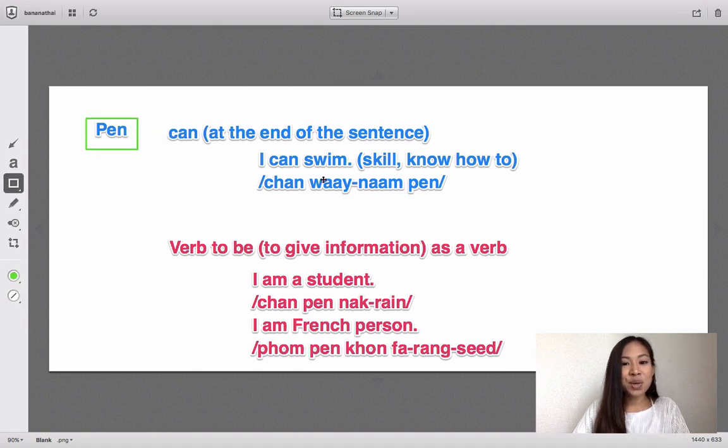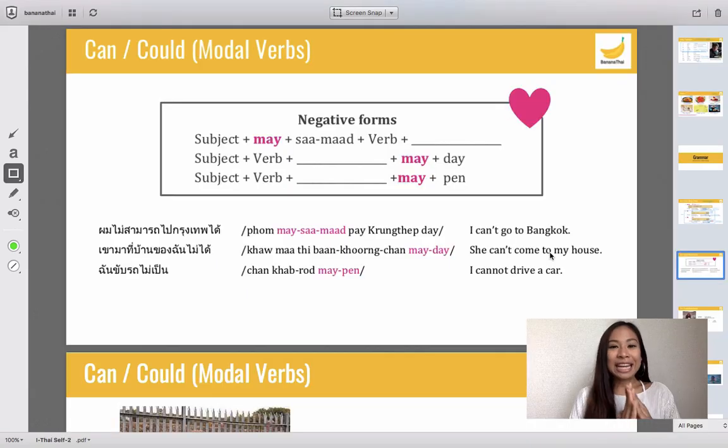Okay, so now you can see that the word เป็น here can be used for 'can' at the end or 'verb to be' as a verb. That's it, don't get confused. Now you have to learn the negative forms too if you want to say 'cannot'. Just put the word ไม่ before the word can, so ไม่สามารถ plus verb, or ไม่ plus ได้, and ไม่ plus เป็น at the end of the sentence.